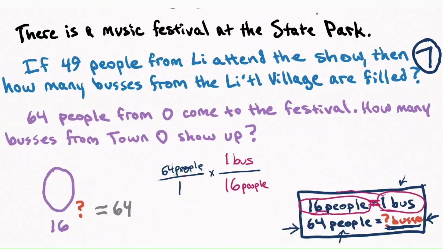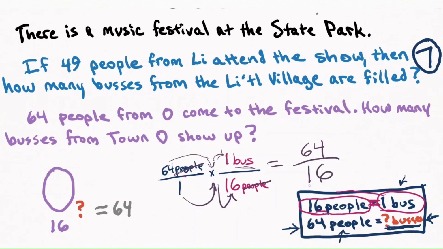Okay, so now that we have this set up correctly, we have 64 people, and people is canceled out, as I did before, and we just have bus left. So 64 times 1 is 64, and then 1 times 16 is 16. And then you carry over the only unit of measurement we have left, which is bus. Now we have 64 over 16 buses of people.